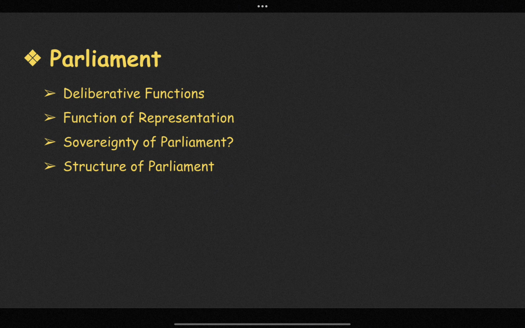Now the next part is the structure of the Parliament. Parliament consists of the President, the Council of States, which is known as Rajya Sabha, and the House of the People, which is known as Lok Sabha. The President is a part of the Parliament because of the legislative functions performed by him. Now we are going to discuss the Council of States, also known as Rajya Sabha. It is the federal chamber of the house, as it represents the states in the Parliament.